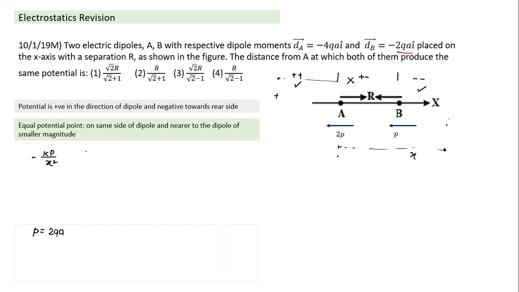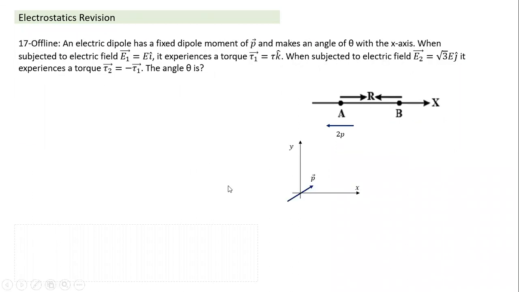So the potential due to A will be equal to minus K into 2P divided by x square. This is the potential due to A, and the potential due to dipole B will be equal to minus K, magnitude is P, and the distance is (x minus R) whole square. Equate those two, we get the value of x.